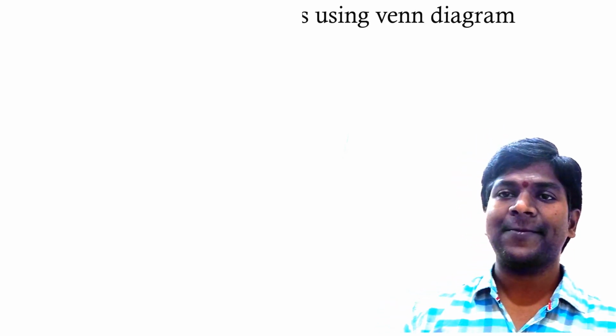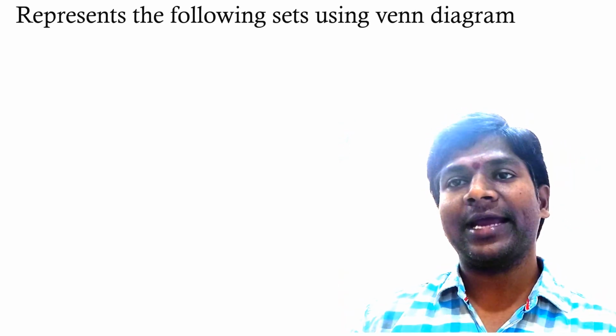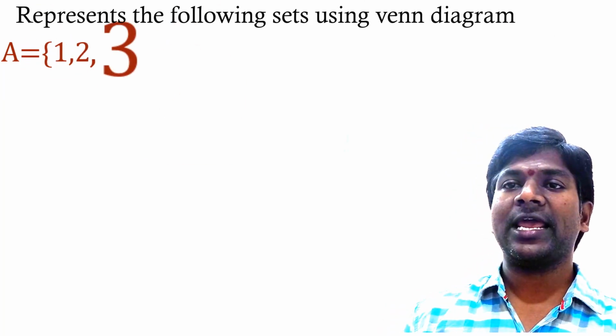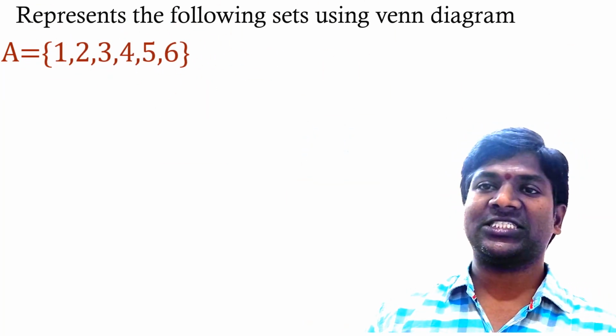Now let us take one more case to represent a Venn diagram. Sometimes two sets may have common elements. How can we represent this by using a Venn diagram? Let us take one example to understand this concept. Let us take set A, which consists of the elements 1, 2, 3, 4, 5, 6.